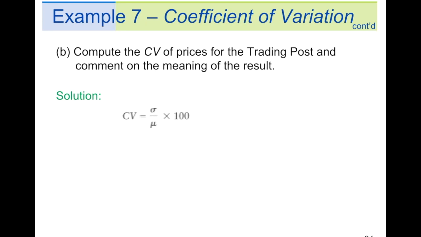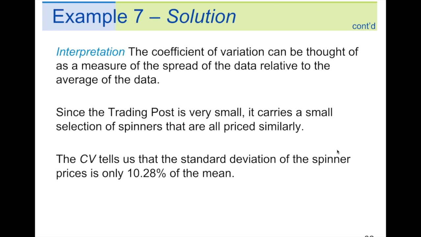So we take sigma divided by mu and multiply by 100. So we get 0.22, the standard deviation, divided by 2.14, the population mean. That together will be 10.28%.